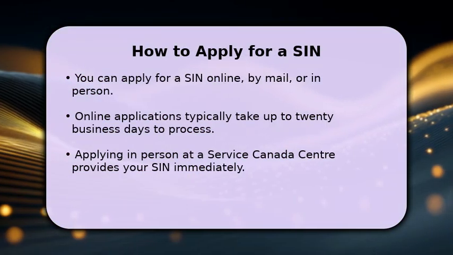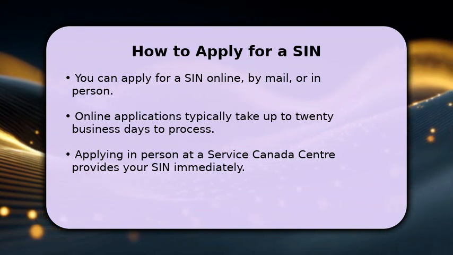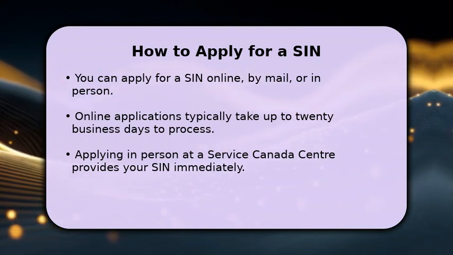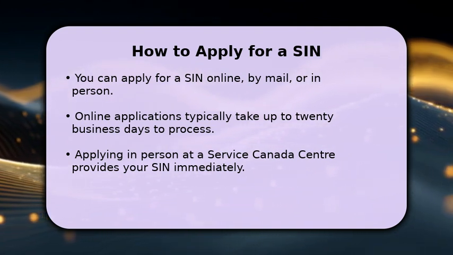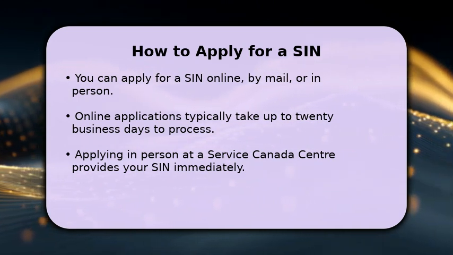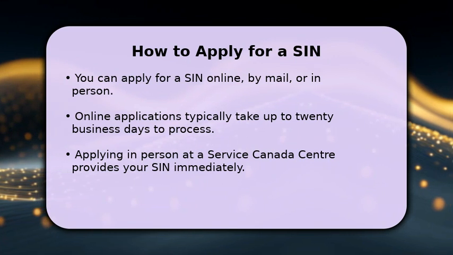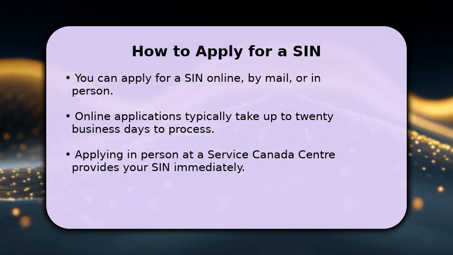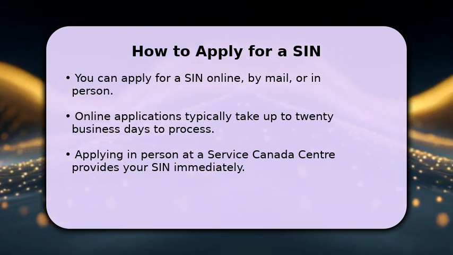There are 3 main ways to apply for your social insurance number. You can apply online, by mail, or in person at a Service Canada Centre. Applying online is convenient, but it can take up to 20 business days to receive your SIN. For immediate service, visiting a Service Canada Centre in person is your best option, as you will receive your SIN on the spot. Choose the method that best suits your needs.